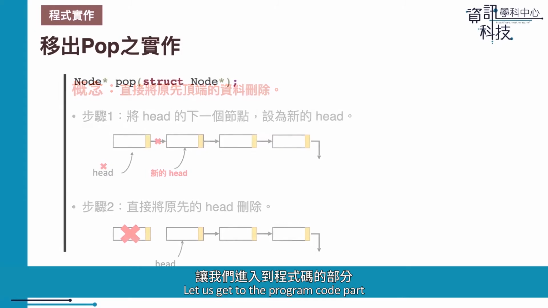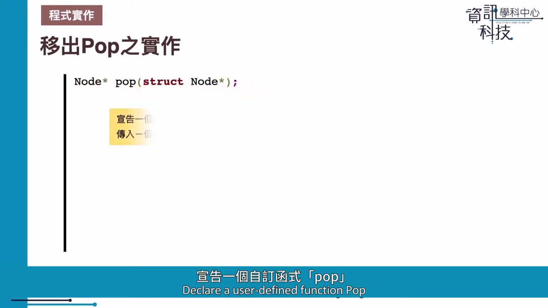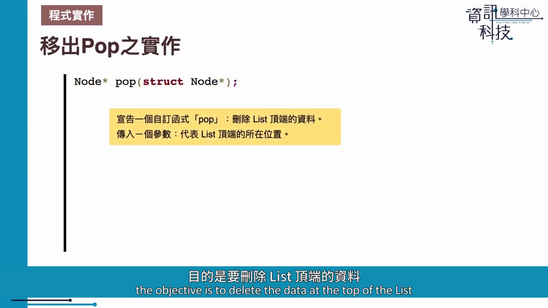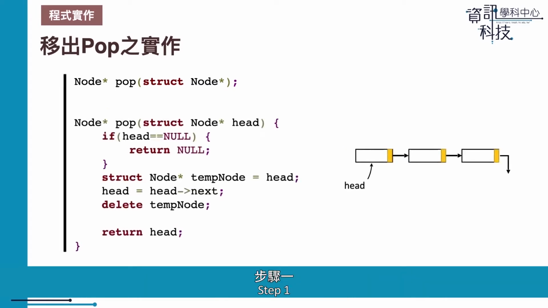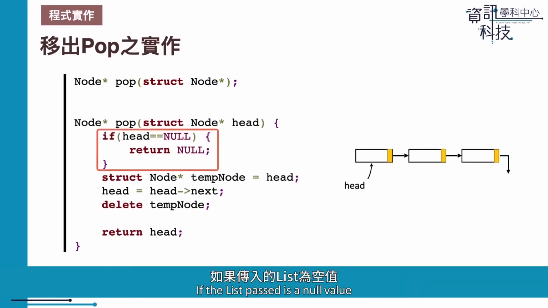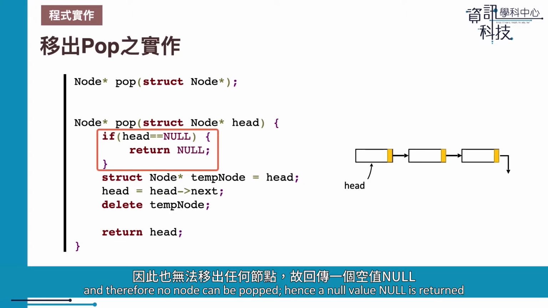Let us get to the program code part. Declare a user-defined function pop. The objective is to delete the data at the top of the list. Therefore, a parameter will be passed in, representing the position at the top of the list. Step 1. If the list passed is a null value, it means that the current list contains no data, and therefore no node can be popped, hence a null value, null, is returned.